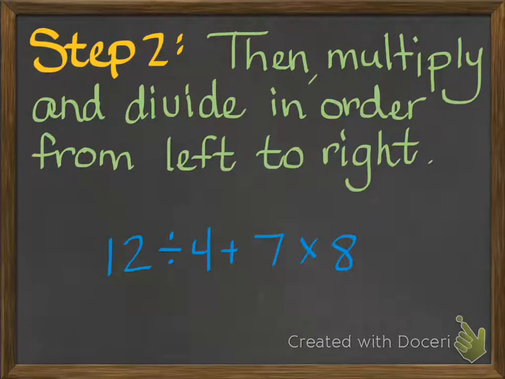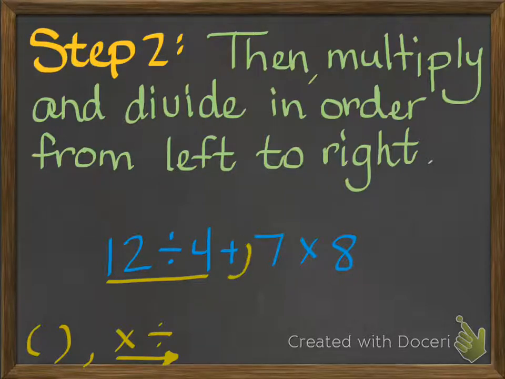Step 2. After you've done everything in the parentheses, then you multiply and divide in order from left to right. Okay? So first we do parentheses, then you can multiply or divide, but you have to go from left to right. Whichever one is first, left to right. So in this problem, we don't have any parentheses. We have a division problem here, we have addition right there, and we have a multiplication problem there. Since we don't have any parentheses, we go ahead to step 2, which is multiply and divide.